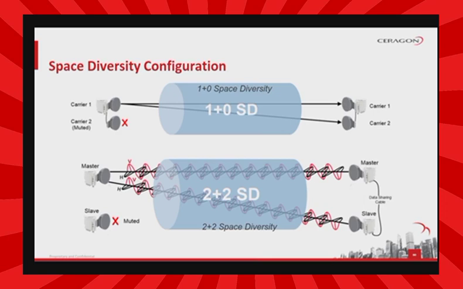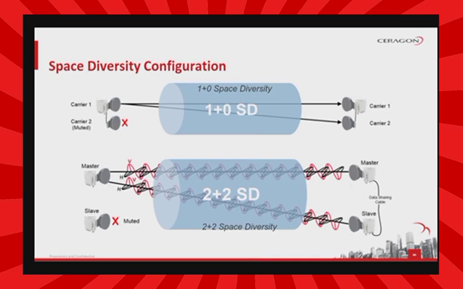When IP20C is configured for space diversity operation, the signal is combined at the baseband level to improve resiliency to selective fading. 1+0 space diversity. The 1+0 space diversity configuration utilizes a single IP20C on each side of the link. The second carrier is muted. On the receiving side, the signals are combined to produce a single, optimized signal.